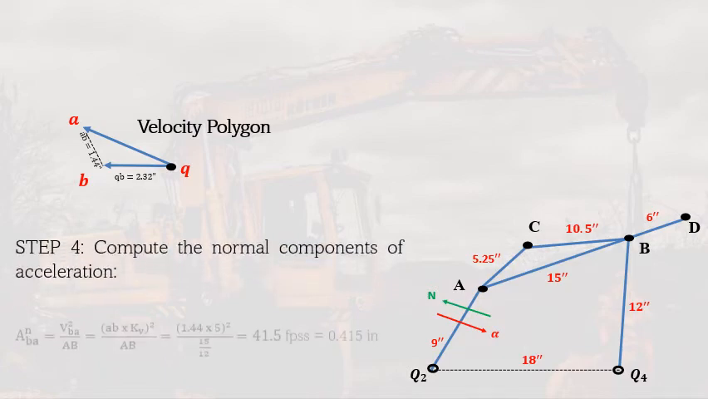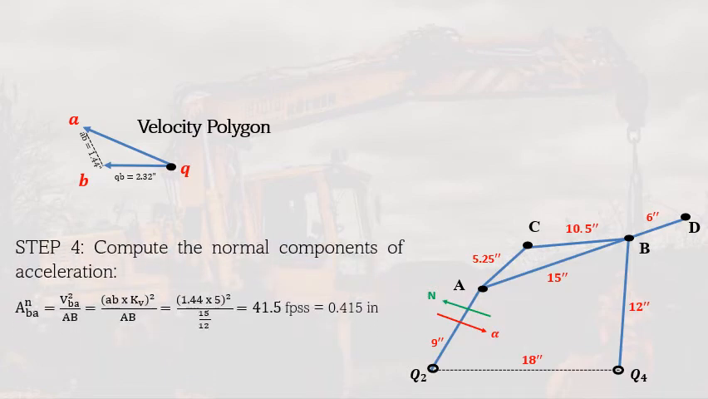And those are the normal components of acceleration. That is the acceleration of B relative to A, normal. It means the relative acceleration of B to A normal has a direction towards A, because A here now represents the center of rotation of B, because it's relative to A. We compute that by using the formula: velocity of B relative to A squared divided by AB. The relative velocity of B to A is the value AB in our velocity polygon. That's the importance of the velocity polygon.